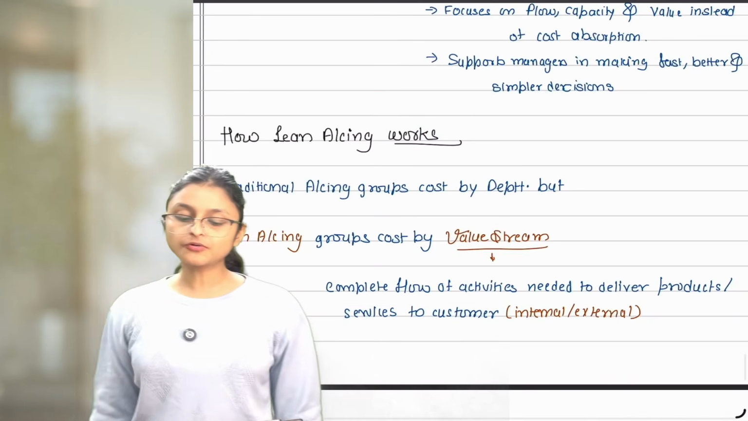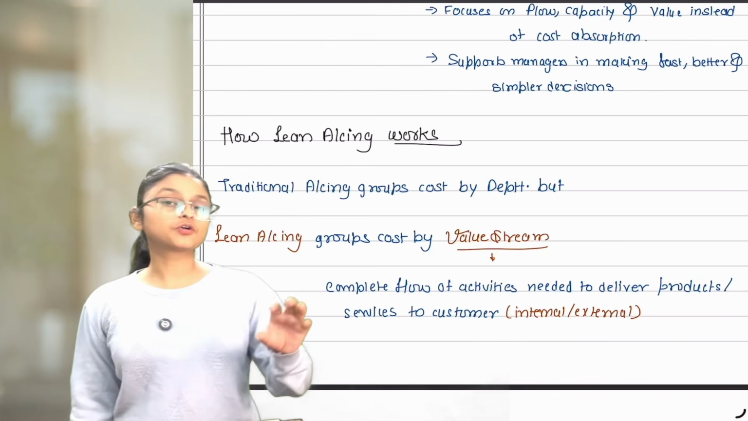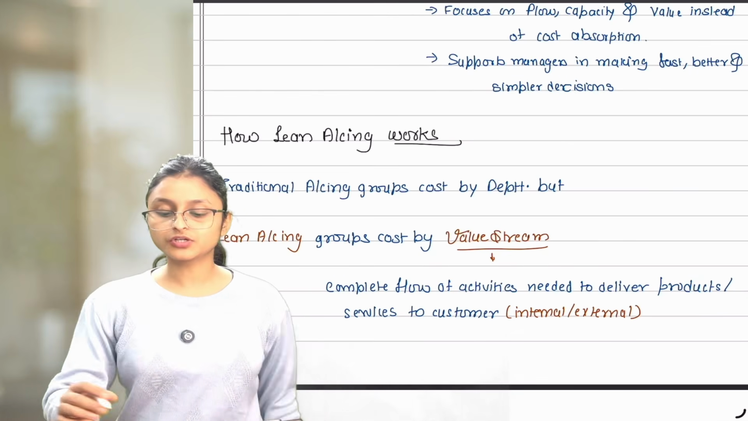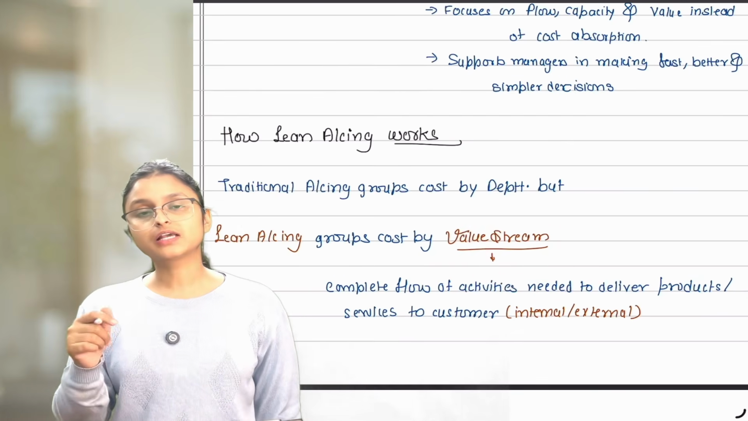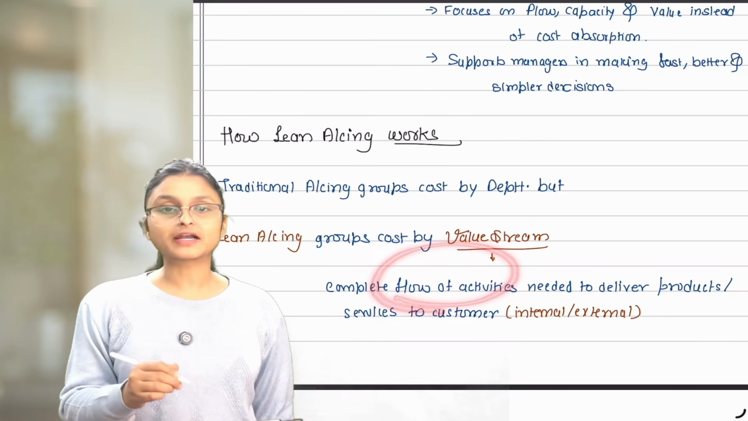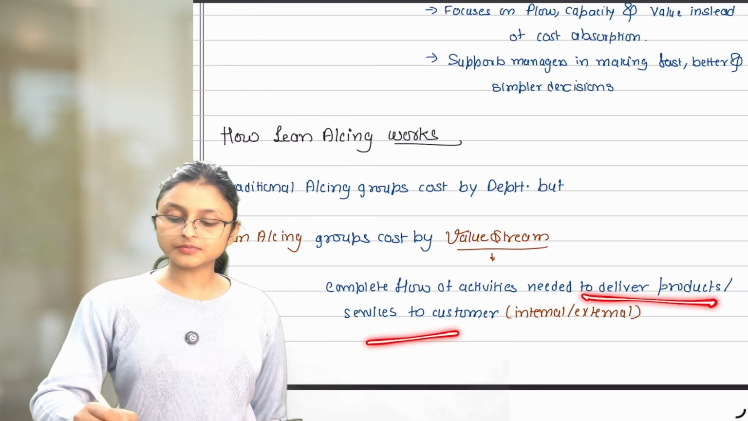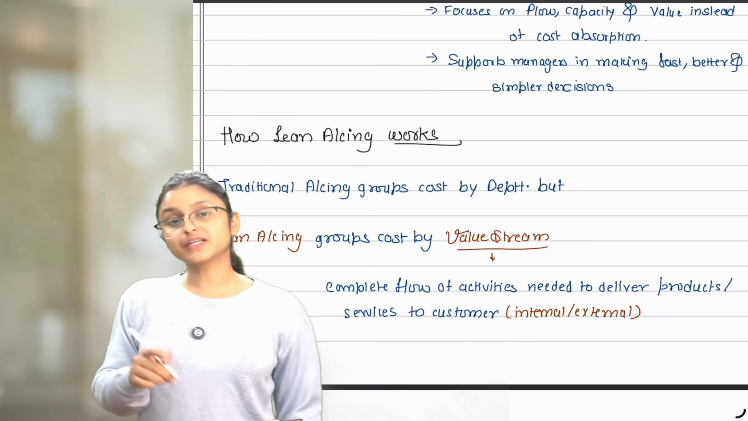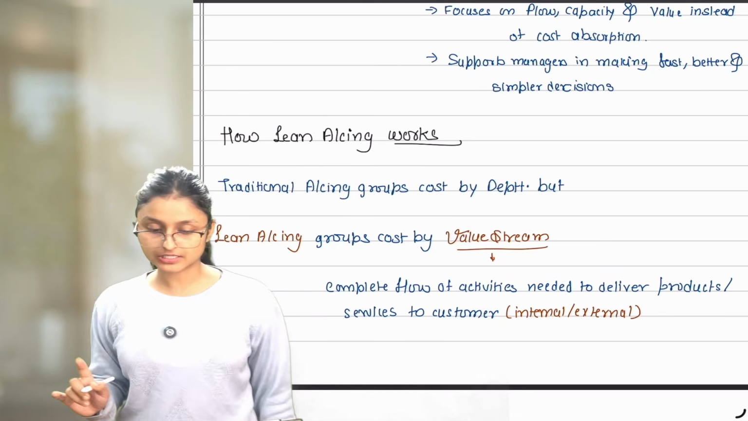Now, how does lean accounting work? Traditional accounting groups cost by departments, but lean accounting groups cost by value stream. We will calculate the cost of every value stream. A value stream is the complete flow of activities needed to deliver the product or services to the customer. Now, this customer can be internal or external to the organization.